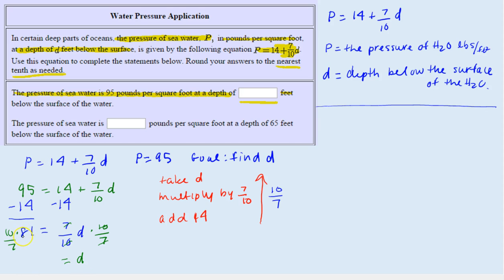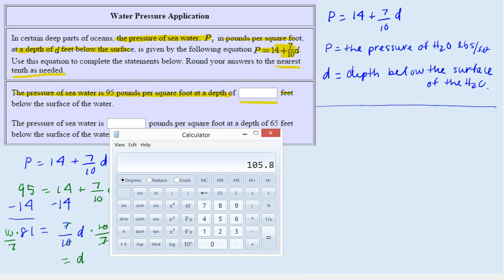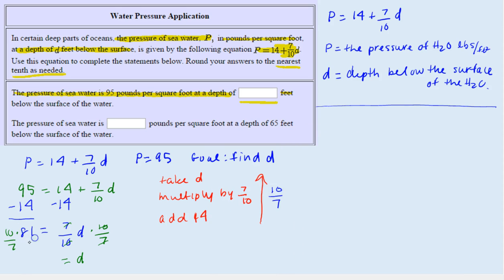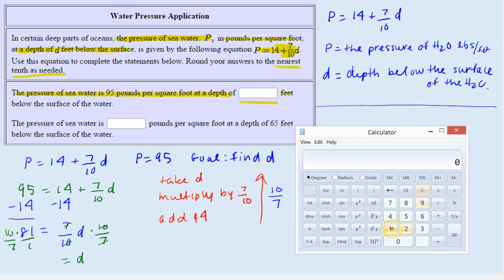And then on this side, since it asked for the nearest tenth, we know we can write it as a decimal, so I'm going to do this on the calculator. Thinking about this, you'd multiply the numerators, 10 times 81. That gives us 810. And then we divide by the product of the denominators. 7 times 1 is 7, so we're just going to divide this by 7. And here's our result. We want the nearest tenth, so that's going to be 115.7.